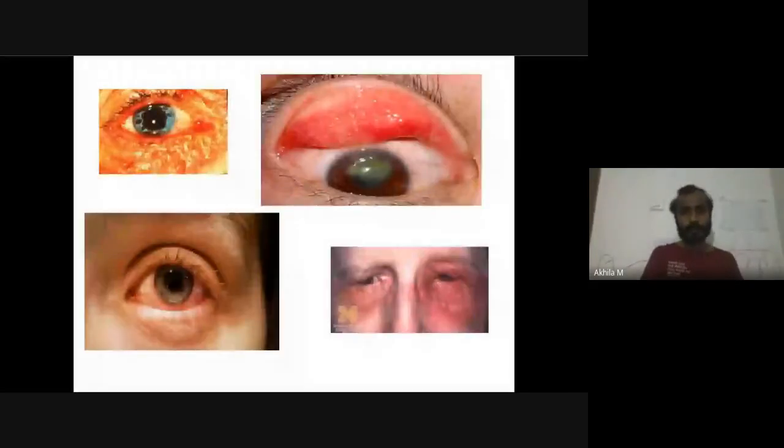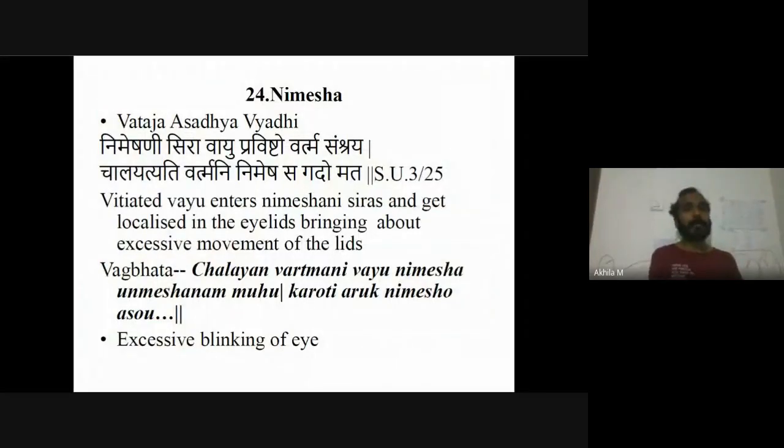Okay. So next is Nimesha. That is a Vataja Asadhya Vyadhi. Due to the vitiation of Vata, Nimesha is occurring. What Vagbhata told is like this: Chalan vartmani vayu nimeshonmeshanam muhu karoti aruk nimesha. So without any pain, excessive blinking of the eye will happen because of the vitiation of the Vata Dosha. Excessive blinking will happen because of the vitiated Vata Dosha without any pain. So this condition is called as Nimesha, that is a Vataja Asadhya Vyadhi.